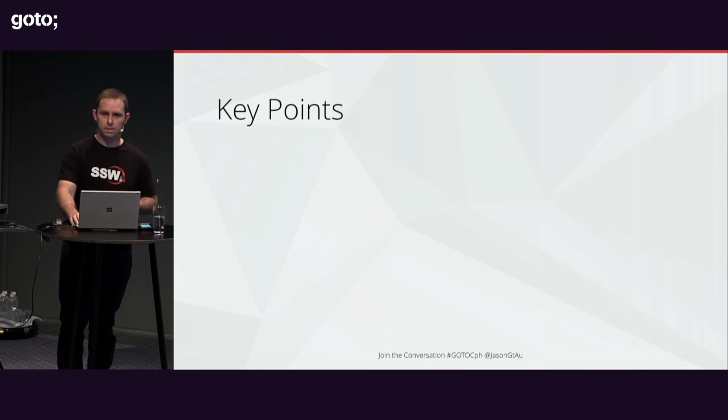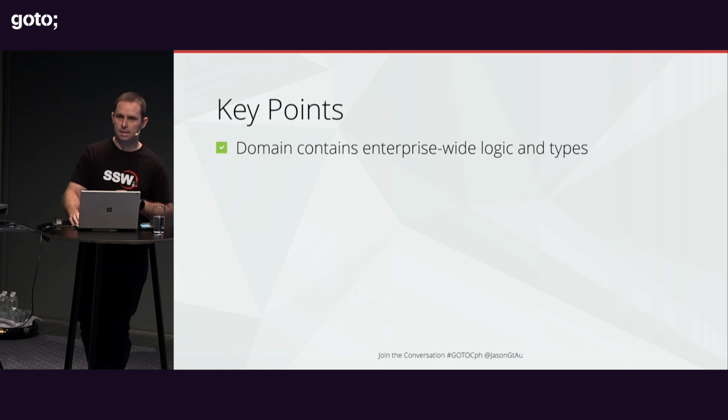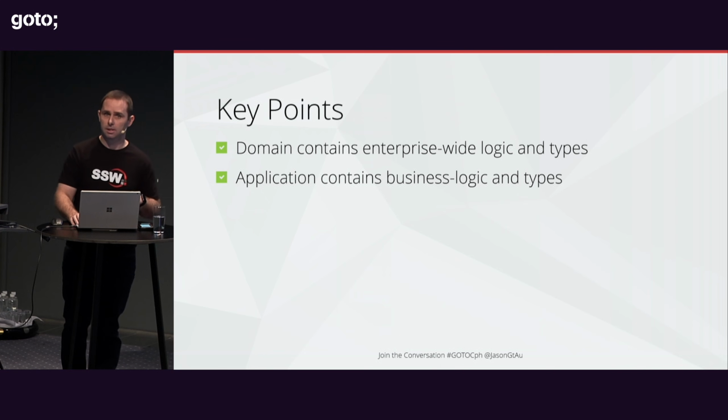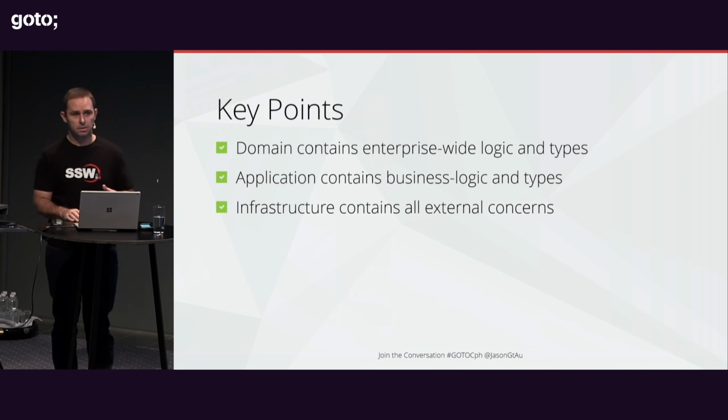Okay, so key points of this section. So the domain contains enterprise-wide logic and types, and that can be shared across multiple systems. Application layer contains business logic and types, and that's specific to this system. Infrastructure contains all external concerns.